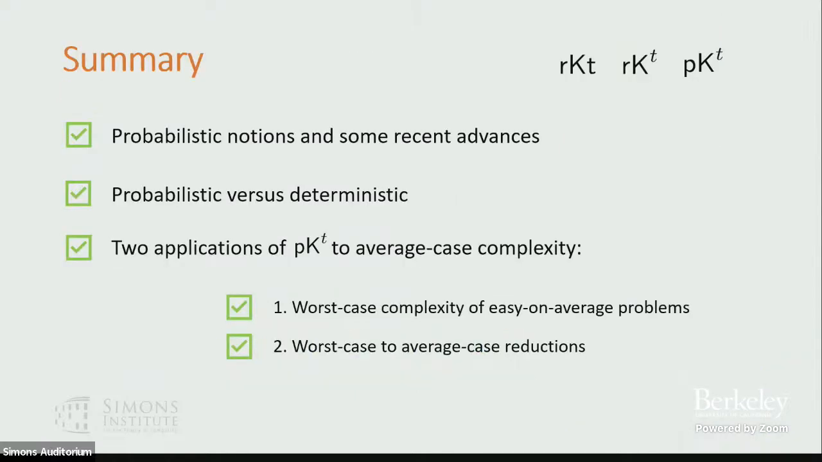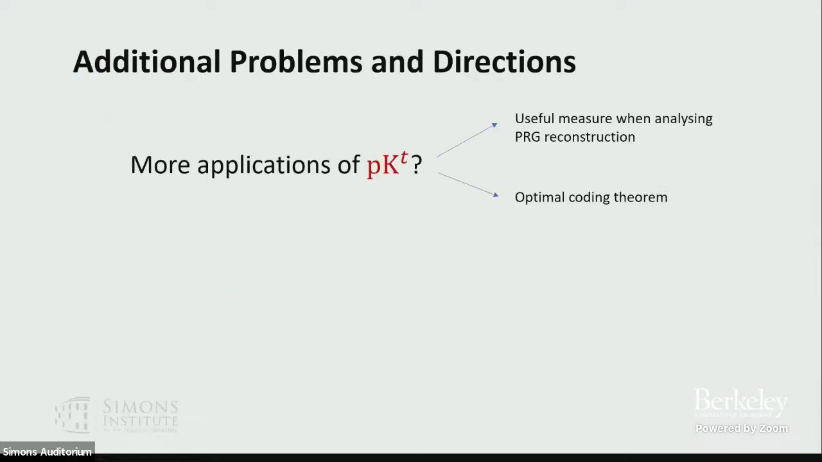Just to summarize, we introduced these probabilistic notions. I talked about the relations to the deterministic case, and I gave you 2 applications. Let me mention some directions. One is to find more applications of PKT, and I'm sure we're going to see a few of them this year. The 2 that I highlighted show different aspects of the definition. Remember, one is the PRG reconstruction, where the advice depends on the randomness. It makes it very natural to use PKT. And the second application was in the context of coding theorems, because we had the random hash function and we had to fix a seed for it. So again, you have the same order of quantifiers. I'm hoping we will see more applications.